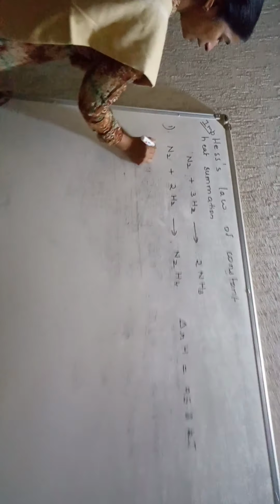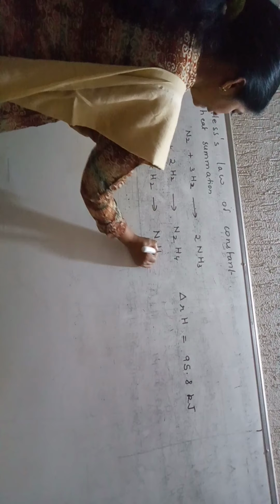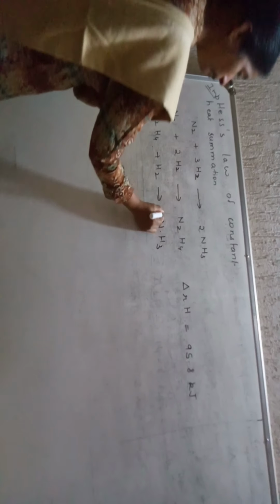Second, now what happens here? Step number 2. N2H4 reacts with one more hydrogen to form NH3, and that also how much? 2 NH3. The enthalpy change of the corresponding reaction is minus 187.6 kJ.